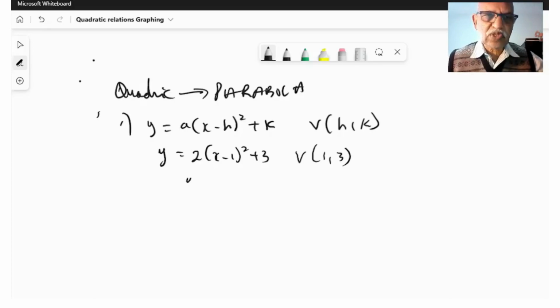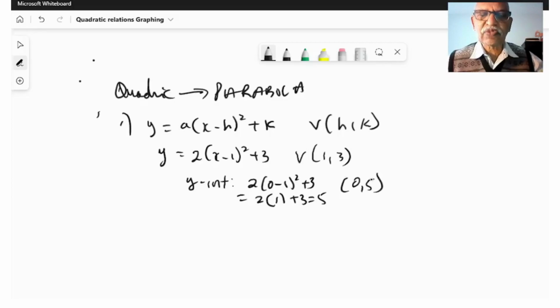The simplest point you can find is the y-intercept, or I can find another point if I want. The y-intercept will be 2(0 minus 1) squared plus 3, which is equal to 2 times 1 plus 3, which is 5. Therefore, my point is (0, 5).